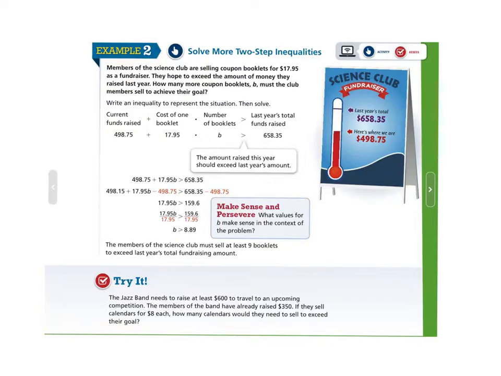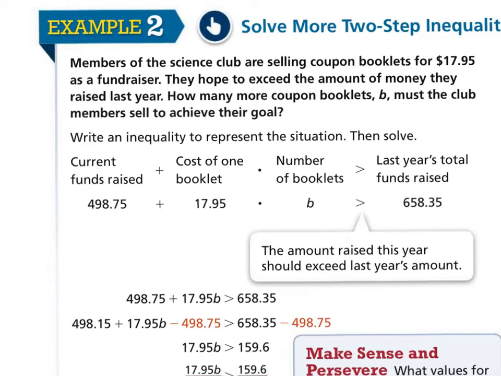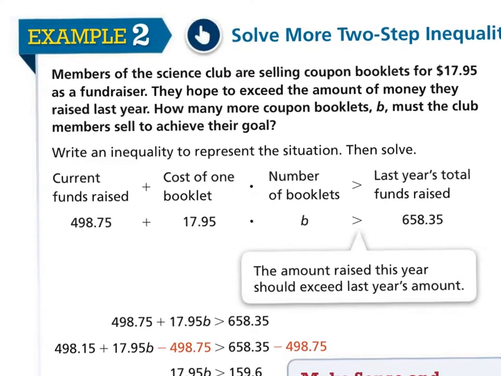Example 2, members of the science club are selling coupon booklets for $17.95 as a fundraiser. They hope to exceed the amount of money they raised last year. How many more coupon books B must the club members sell to achieve their goal? So they're $17.95 each. And again, they're hoping to exceed the amount they raised last year.